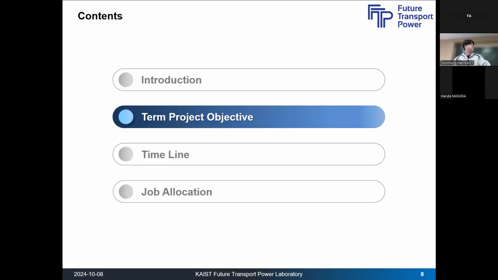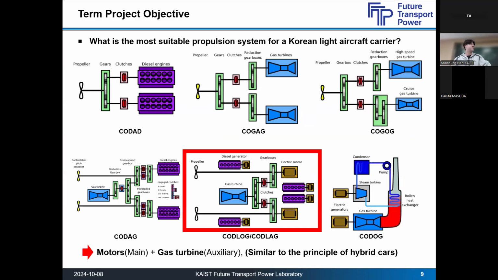So next is the objective of our term project. The question: what is the most suitable propulsion system for the Korean light aircraft carrier? There are a lot of combined propulsion systems: CODAD, the combined diesel and diesel; CODAG, diesel and gas turbine; COGOG, gas turbine or gas turbine; and others. Among these, we figured out the CODLOG system, the combined diesel electric and gas turbine. It means the main power output comes from electric motors, and they also use the gas turbine for auxiliary power. It is similar to the principle of hybrid cars on the roads nowadays.